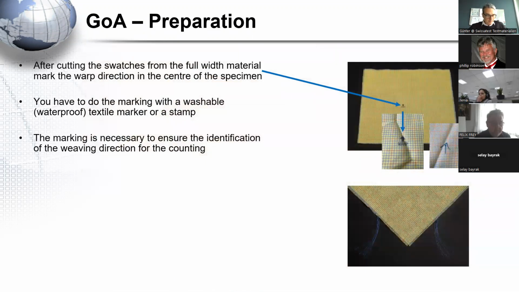After cutting out the swatches from the full width material, you mark the warp direction in the center of the specimen, and there you have to use a washable and waterproof textile marker or a stamp. We did it once without a waterproof marker, and at the end we couldn't identify the right direction after washing. Marking is necessary to ensure the identification of the weaving direction at the end for the counting.